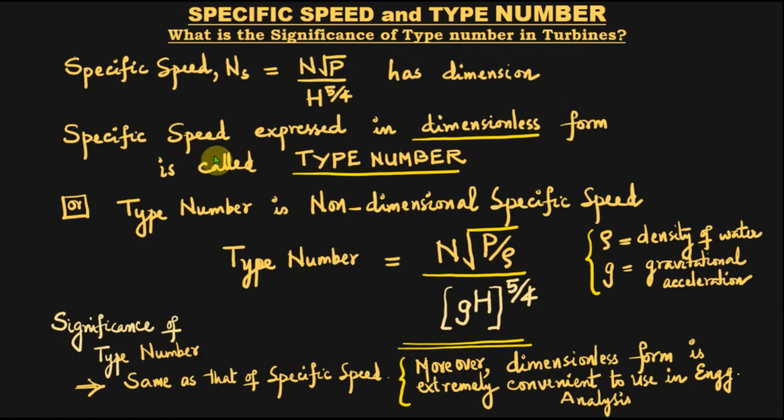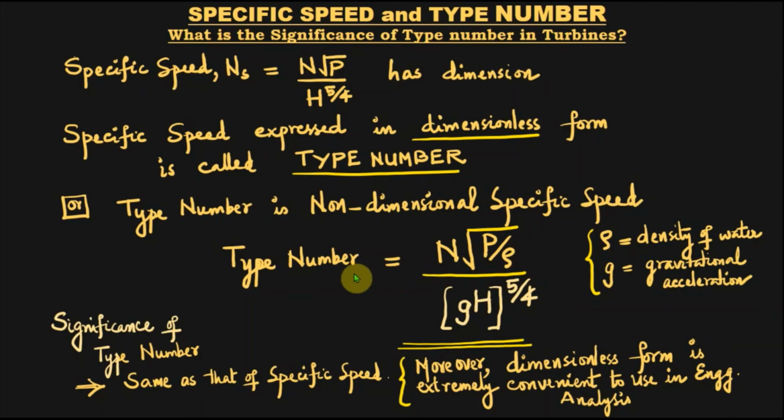But when the specific speed is expressed in dimensionless form, that is unitless form, then that will become the type number. So the specific speed expressed in dimensionless form is called type number. In other words, the type number is the non-dimensional specific speed. So type number and specific speed, concept-wise they are the same. Only thing is that when you write the specific speed, it will have the unit, it will have the dimension, but when you write the type number, it is a unitless value.